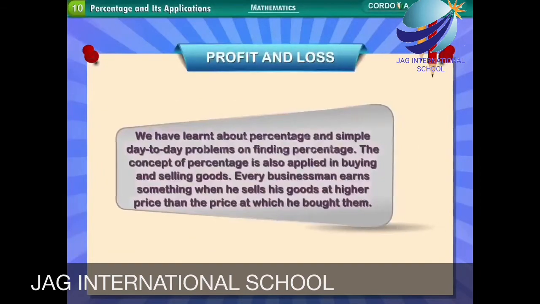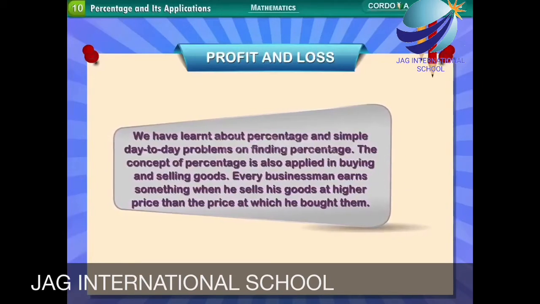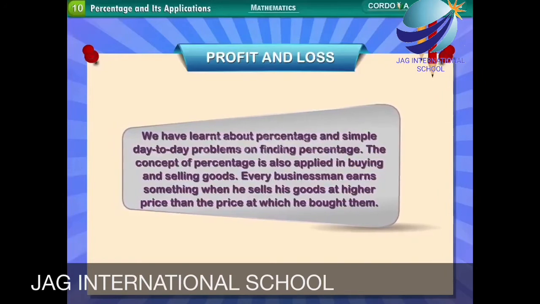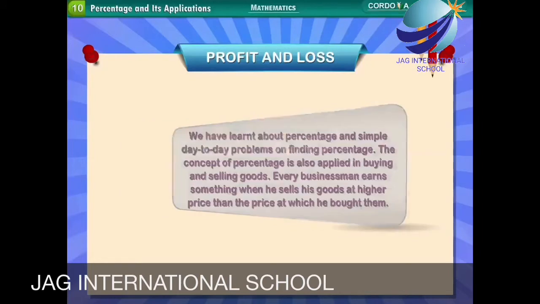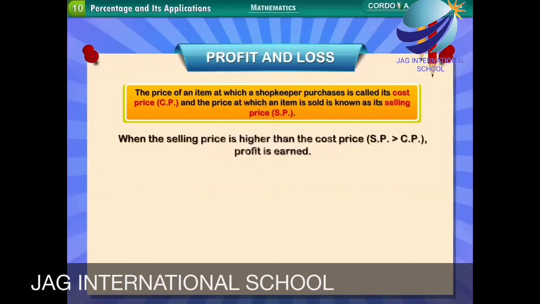Profit and loss. We have learnt about percentage and simple day-to-day problems on finding percentage. The concept of percentage is also applied in buying and selling goods. Every businessman earns something when he sells his goods at a higher price than the price at which he bought them. The price of an item at which a shopkeeper purchases is called its cost price, CP, and the price at which an item is sold is known as its selling price, SP. When the selling price is higher than the cost price, SP greater than CP, profit is earned. Hence, gain or profit is equal to selling price minus cost price.